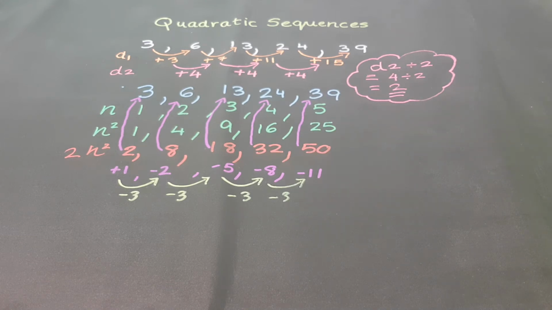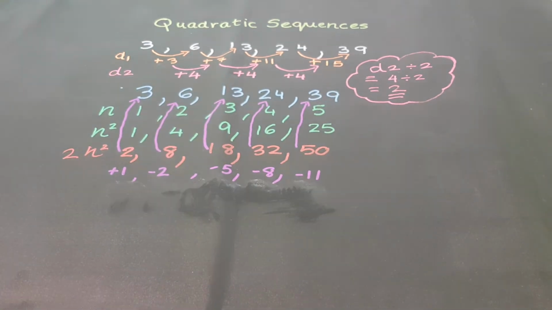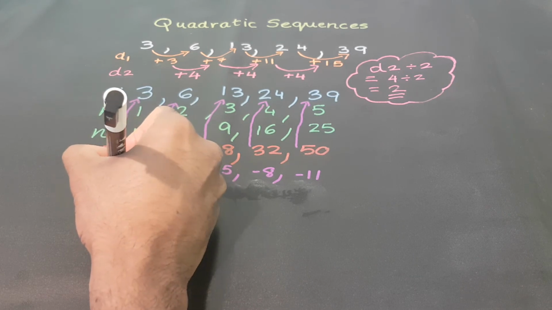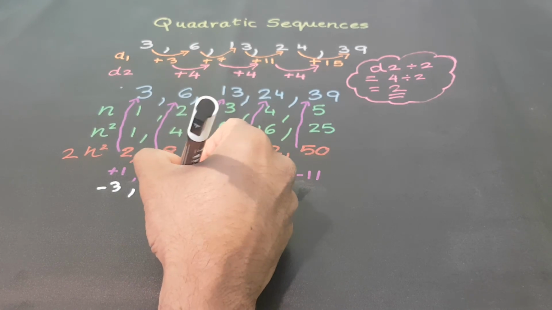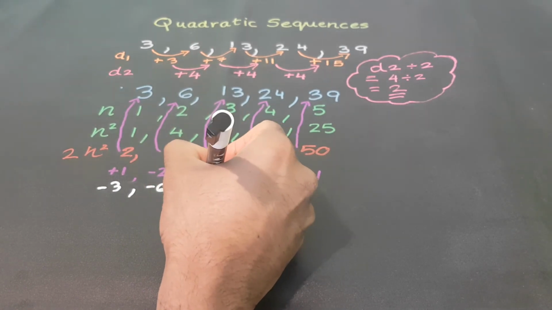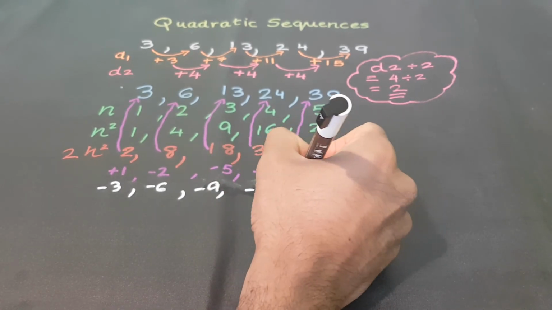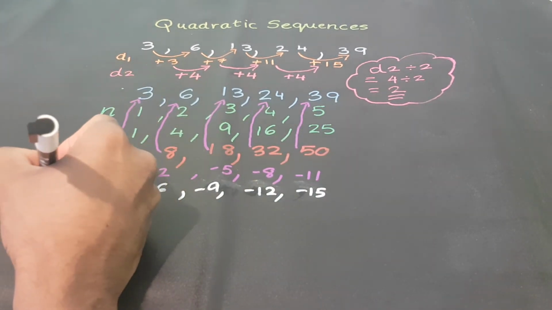So what we are going to do, I'm just going to quickly get rid of these minus 3's and replace them with the minus 3 times table, and we will write that down. So minus 3 times 1 will give me minus 3, minus 3 times 2 will give me minus 6, minus 3 times 3 will give me minus 9, minus 3 times 4 will give me minus 12, minus 3 times 5 will give me minus 15. And the nth term for the minus 3 times table is minus 3n.